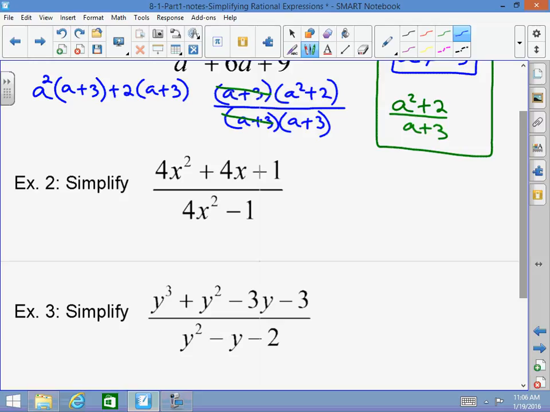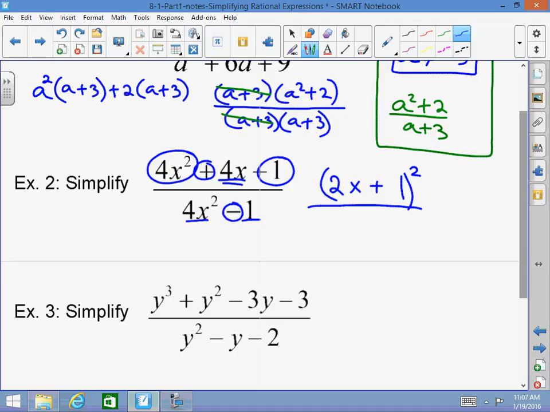Number 2. Hey, this is a perfect square. That's 2x. This is a perfect square. That's 1. 2 times 1 times 2 is 4. That's a perfect square trinomial. It's positive, so that's a plus. That's squared. Over. That's a perfect square. That's a perfect square. They're being subtracted. That's a difference of squares. So that's 2x plus 1, 2x minus 1.